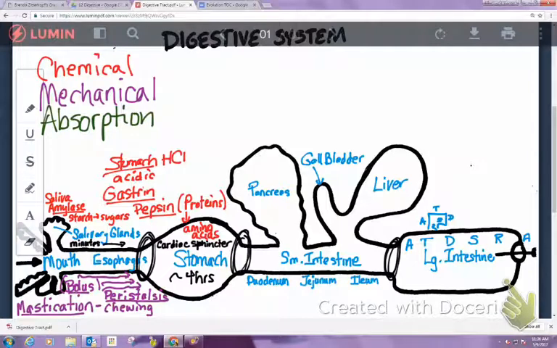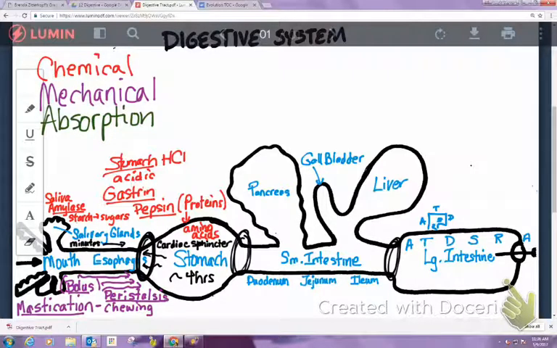And this first sphincter is the one that wears out and allows stomach acid to go backwards into your esophagus and you experience heartburn. And so people sometimes think they're having a heart attack because they're having pain, because the cardiac sphincter is right by the heart.